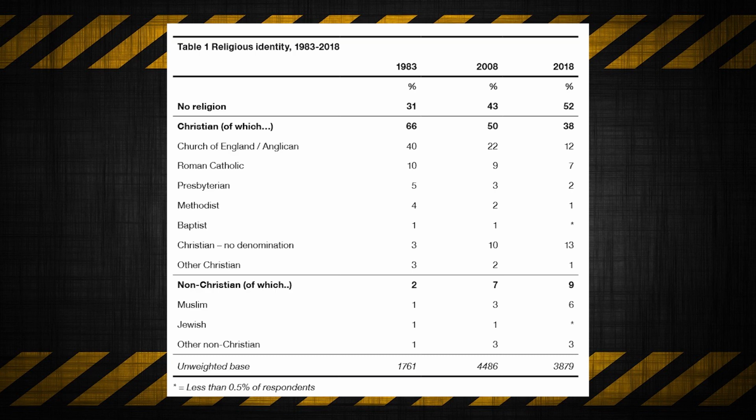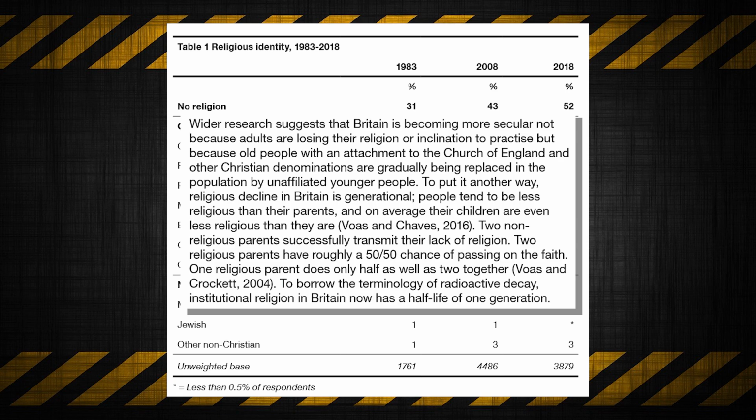Let me read the paragraph that goes along with this, because it gives some interesting talking points. Wider research suggests that Britain is becoming more secular, not because adults are losing their religion or inclination to practice, but because old people with an attachment to the Church of England and other Christian denominations are gradually being replaced in the population by unaffiliated younger people. To put it another way, listen to this bit. Religious decline in Britain is generational. People tend to be less religious than their parents, and on average their children are even less religious than they are.